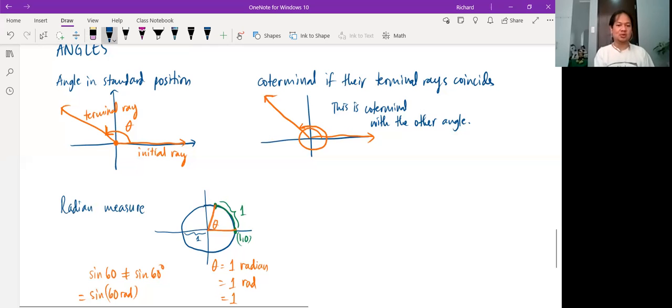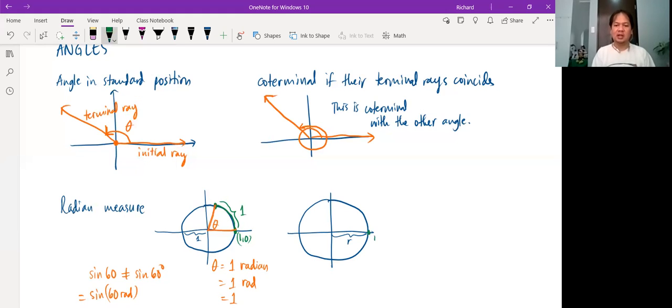Okay, so that's a radian measure. So in general, if you have a larger circle with radius r units, starting from the point (r, 0), if you take your tape measure and map and end where you have spanned r units. Because the whole thing scales by a factor of r. So this angle here, theta, will still be 1 radian. So this is the standard.